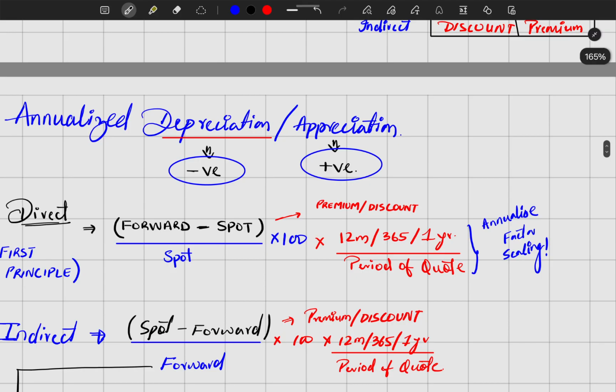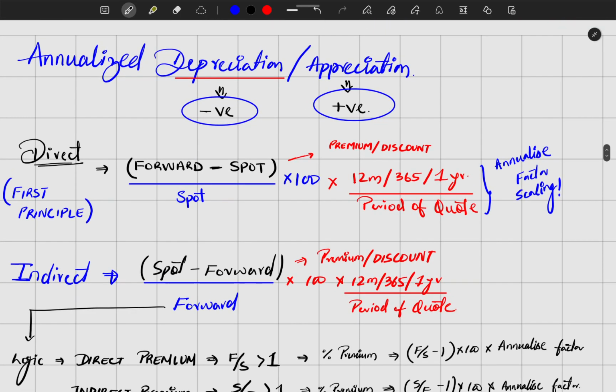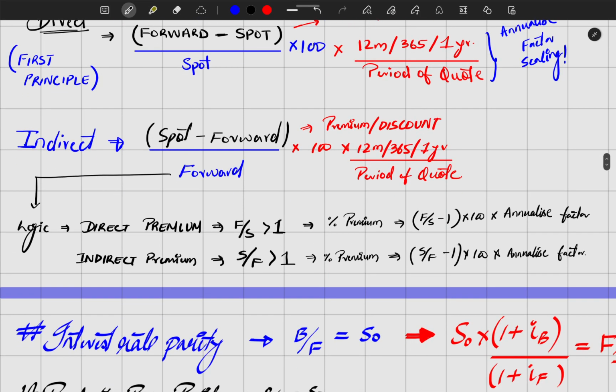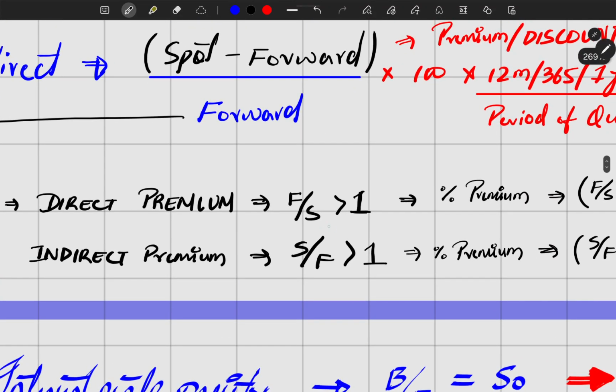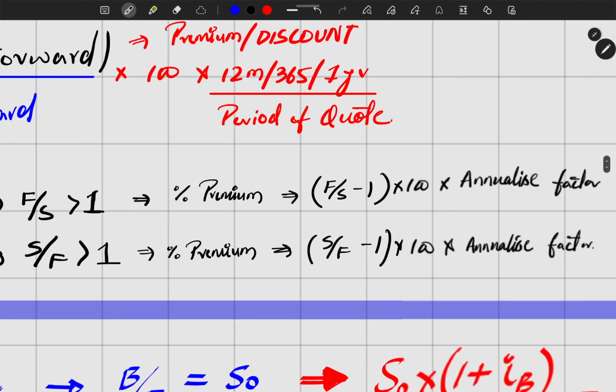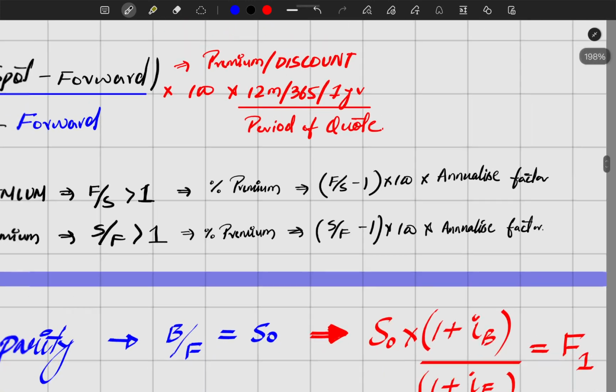So you get the annualized discount or premium rate, or rather, discount means depreciation and premium means appreciation rate for direct quotes. For indirect quotes, you just reverse the formula, or you just reverse the quotes and do the same. Not an issue. The logic behind this is the same. Forwards divided by spot should be greater than 1, and therefore the percentage premium is forward divided by spot minus 1 to get the decimal, times hundred to get the percentages, times the annualizing factor.